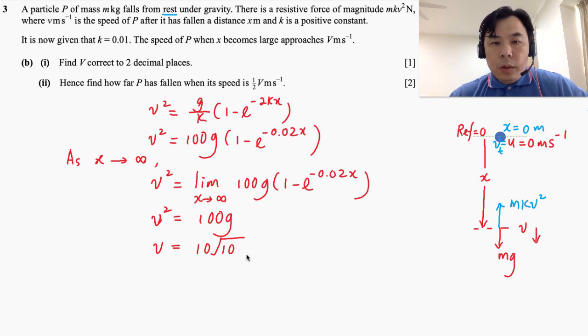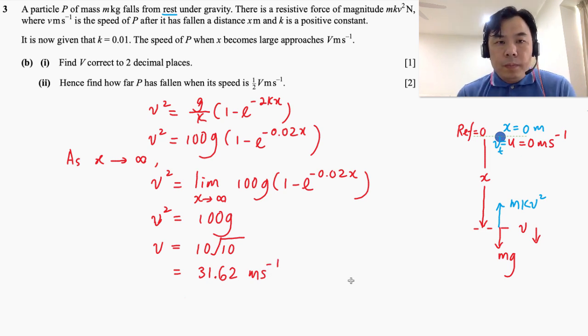So using the result from the calculator, you should get 31.62 meters per second. All right, and then there you have it. As x approaches infinity, the velocity will approach 31.62 meters per second. Right? Now I hope that's clear.